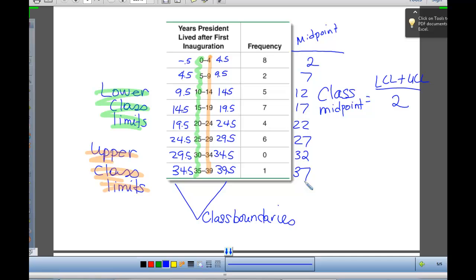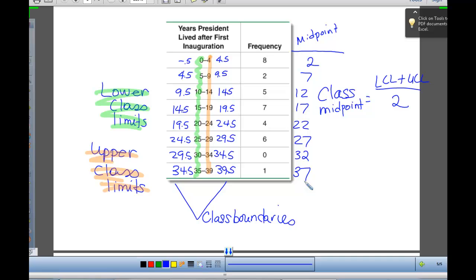When I look at this table, the difference between 0 and 5 is 5. The difference between 5 and 10 is 5. The difference between 10 and 15 is, all the way down, 5. But it's not just consecutive lower class limits. You could do consecutive upper class limits, consecutive boundaries, or consecutive midpoints. They'll always have the same class width. Does everybody see that? No matter what I do.